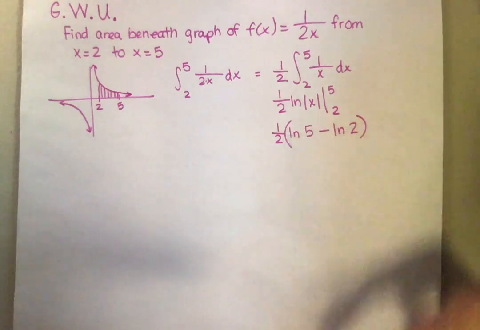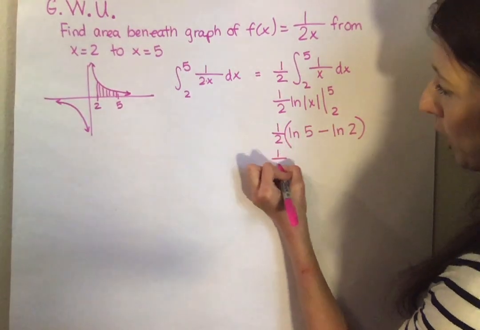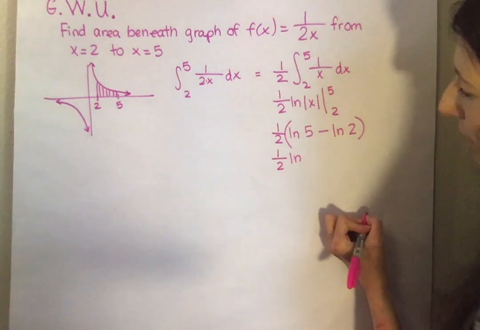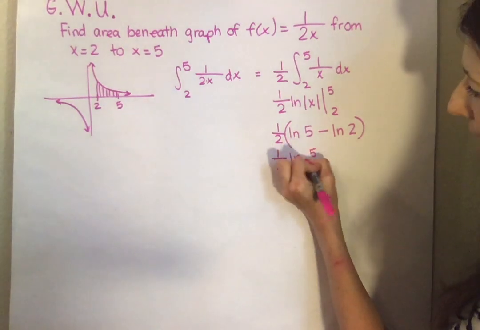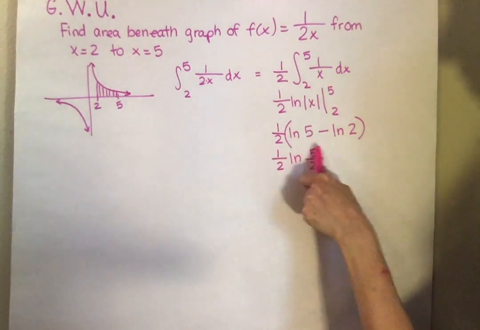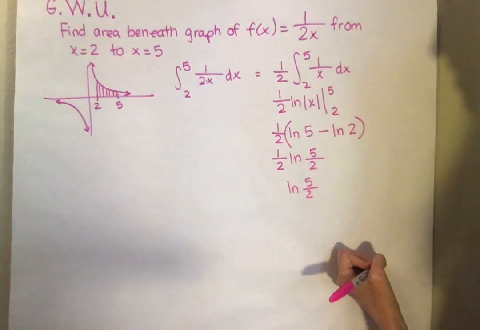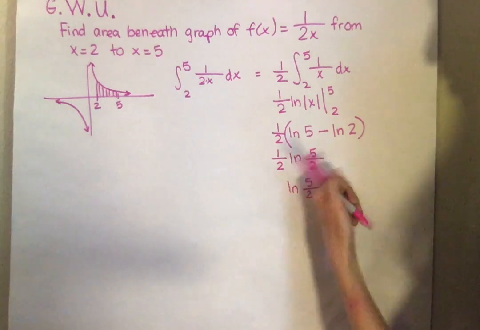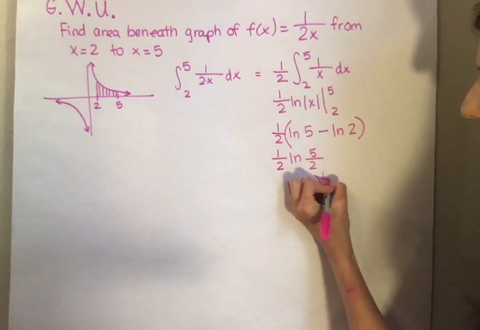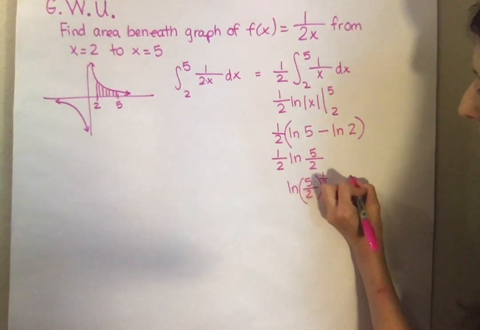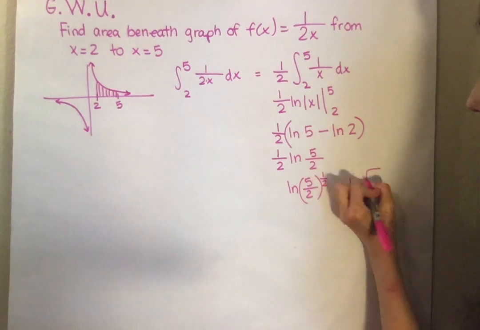Quotient. So see that minus sign? We can rewrite that using the quotient property of logs. And so we can rewrite that as ln 5/2. We could bring that 1/2 back and make it a power. We don't have to. We can leave it as the 1/2 in front, but this would be the same thing. And a 1/2 power is also the same as the square root.